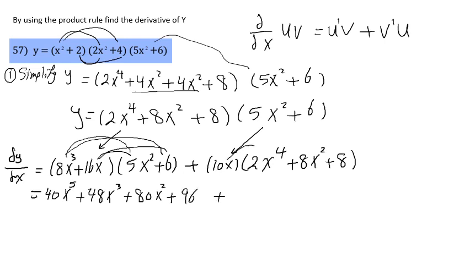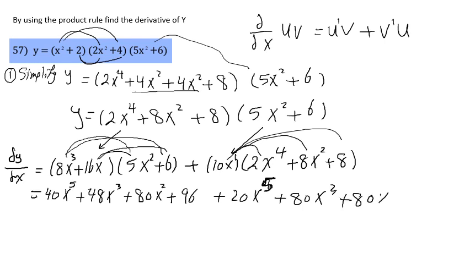Plus 10 times 2 is 20x to the power of 4, plus 10 times 8 is 80x, sorry, x power 3, and here is x power 5. I forgot to add the power. I have here power 1 and power 4, times 5, power 1 and power 2, power 3, plus 80x squared. Let's go to the like terms.